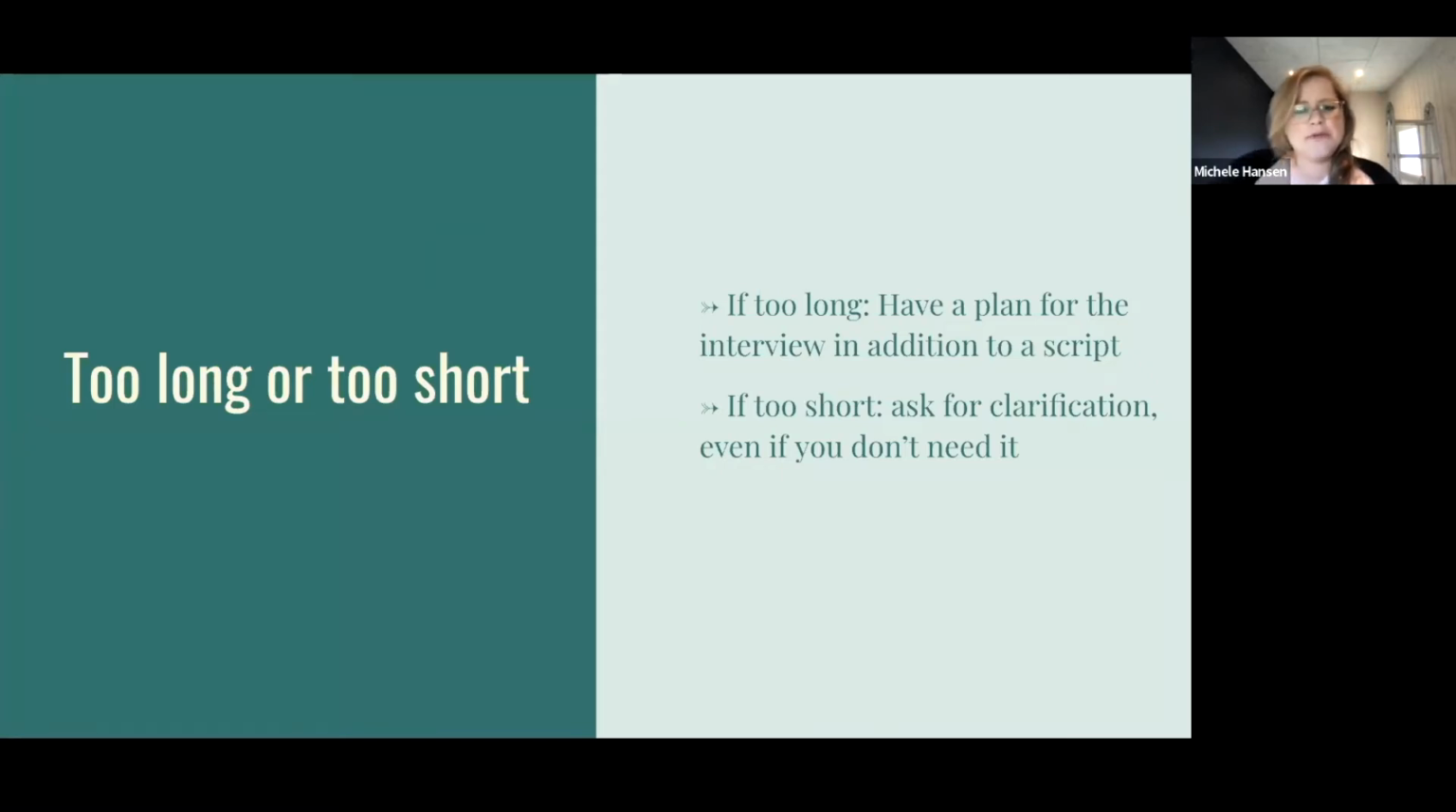Now, a really common problem, especially when you're first getting started with interviews, is that your interviews are either too long or too short. This is a problem that my Software Social co-host, Colleen Schnettler, had when she was first interviewing early users of her SaaS. And she found that the calls were like 10 or 15 minutes. She was frustrated because she was like, I have this script. I was so excited to talk to these people. I really wanted to learn from them.